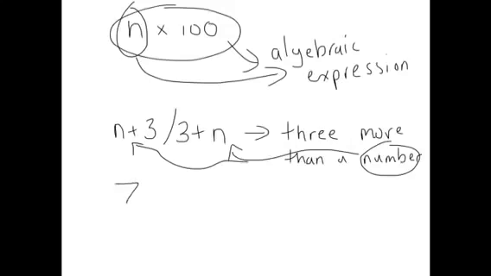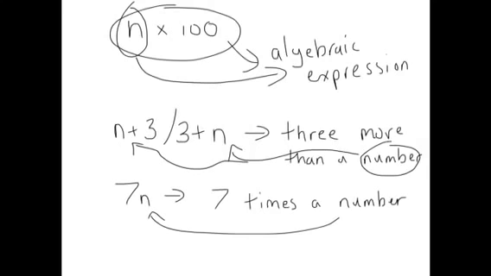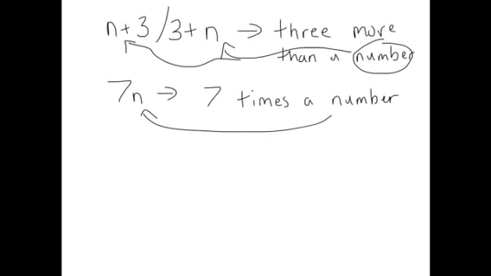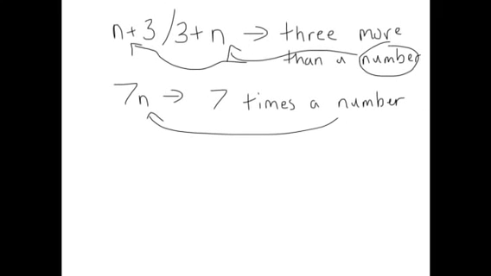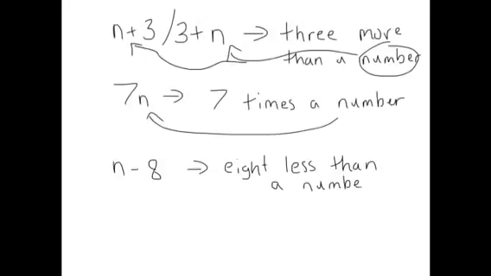If we had 7n, how would we read that? That simply means 7 times a number, which is n. What if I had n minus 8? How would we read that? That simply means 8 less than a number. Again, a number refers to the variable, which is n.